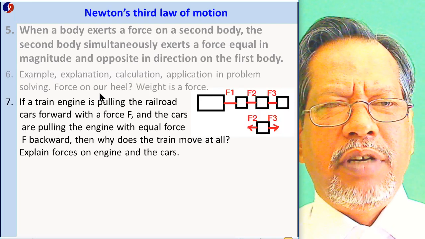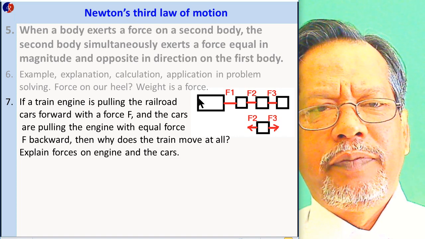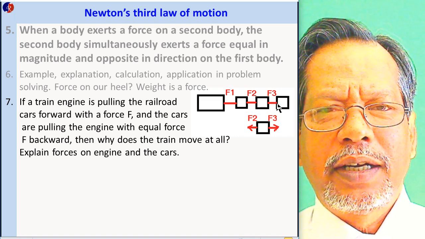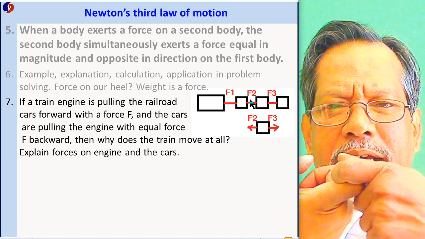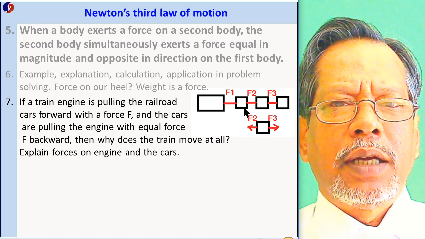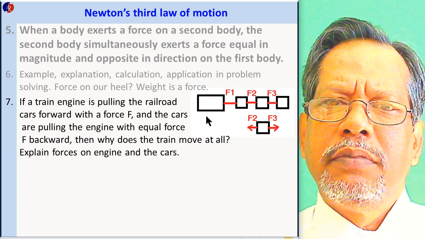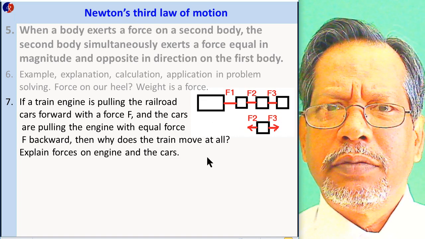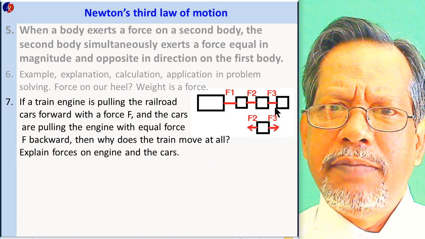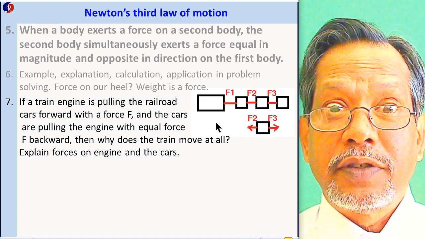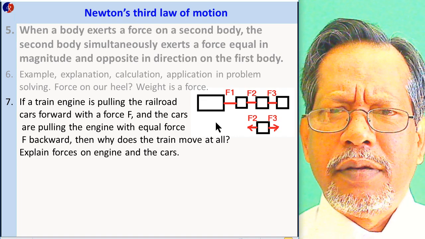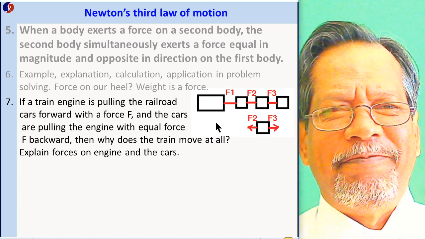Okay, now here's a realistic example. If a train engine, let's say this is the train engine, is pulling the cars, which are connected with some kind of links. They are connected, and the engine is pulling this one. The cars are pulling this engine with the same force in the opposite direction. The engine is pulling, the cars are pulling with the same force in the opposite direction. And why does the train move? Very confusing, right?